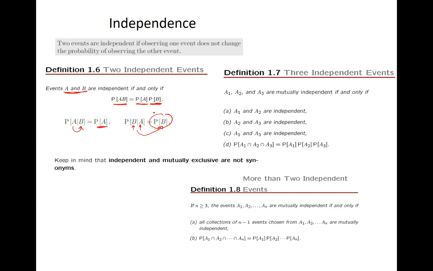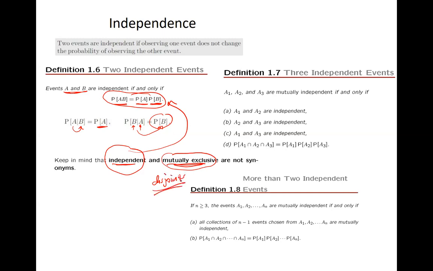Okay? So here, be careful. Independent and mutually exclusive events are not synonyms. Independent and mutually exclusive are different things. Independence depends on probability values, while mutually exclusive simply means disjoint events.